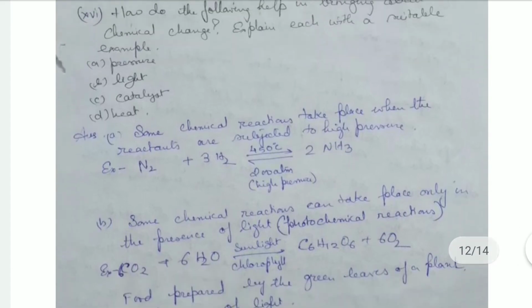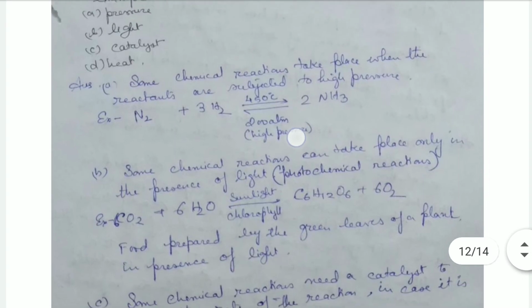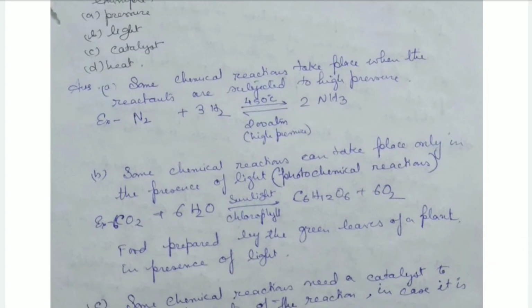Next, what happens? Chemical change when there is light, in presence of light. So that's a photochemical reaction. When a chemical reaction takes place in the presence of light, that's known as photochemical reaction.